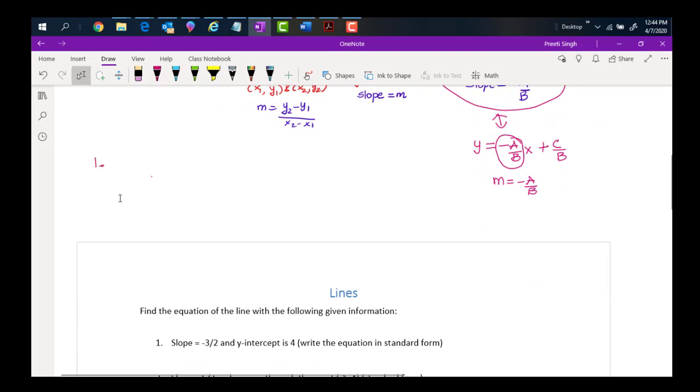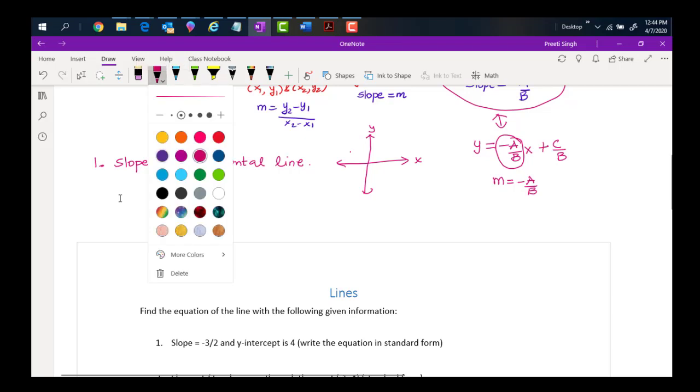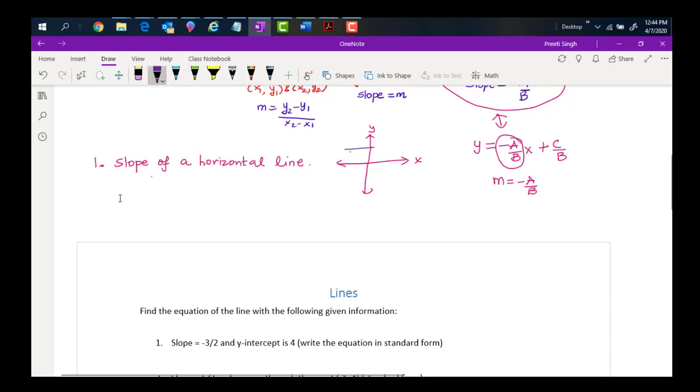Now I'm going to talk about certain important things that we can write about lines. The first thing is that the slope of any horizontal line is 0. Why? Because there's no change when you have horizontal lines. Suppose this is my x-axis and y-axis, and I draw a line right here. There's no change in y.